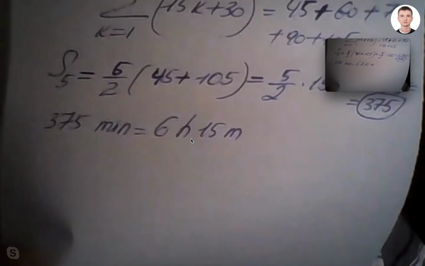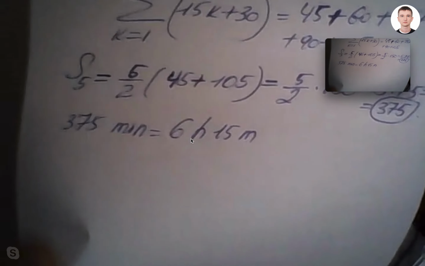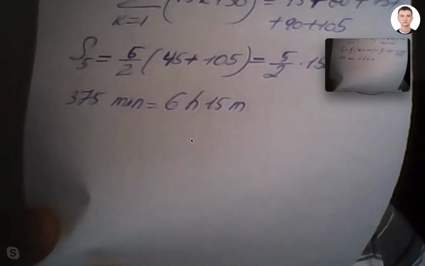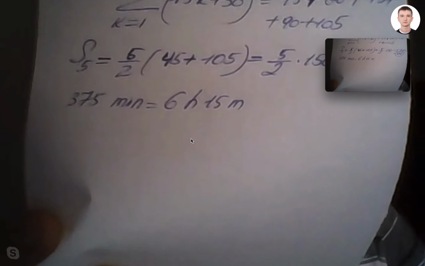So how many hours and minutes? 375 minutes can be converted to 6 hours and 15 minutes. 375 minutes equals 6 hours and 15 minutes, right? Yes, right.